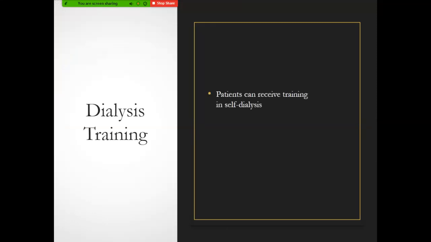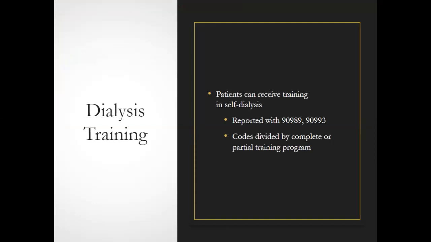So next we're going to talk about dialysis training. Patients can receive training in self-dialysis, and it's reported with code 90989 or 90993. Codes are divided on complete or partial training program. Most third-party payers allow training to be billed one time only.